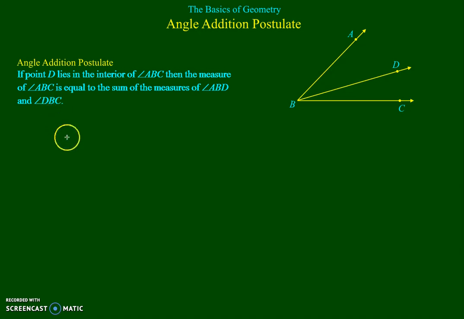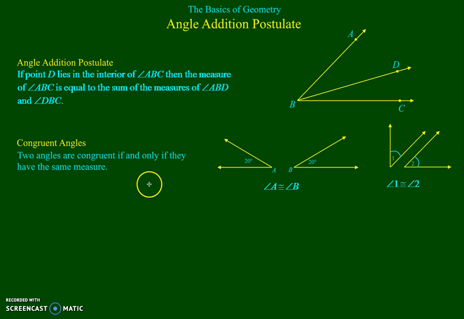And we're going to use this postulate in conjunction with a couple of other ideas, one of those being the idea of congruent angles. Now, as related to congruent segments, two angles are congruent if and only if they have the same measure. In congruent segments, we know that the definition is two segments are congruent if and only if they have the same length.